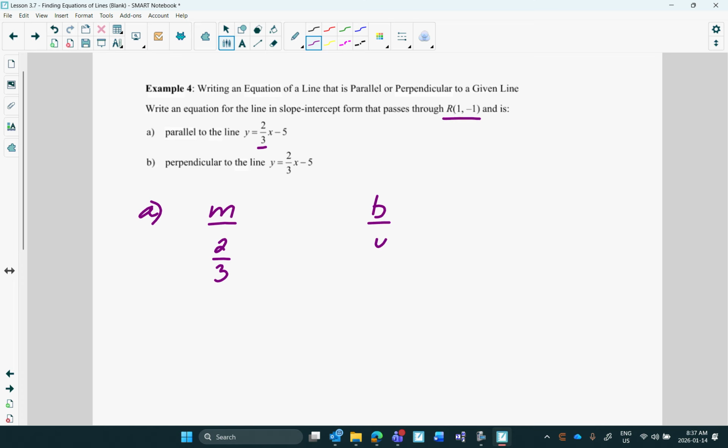So remember, we're going to use y = mx + b. Instead of y, what can I plug in? -1, because that's the y value of the point it goes through. What's the slope? Well, we just found it. Times the x value, which is 1, plus b. Now we just have to figure out what b is.